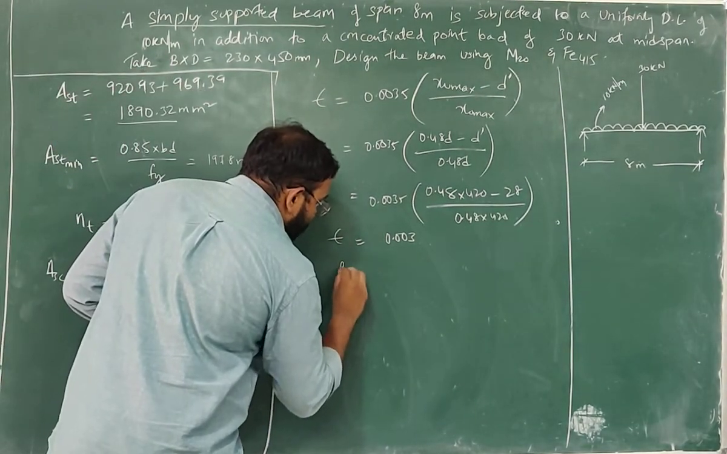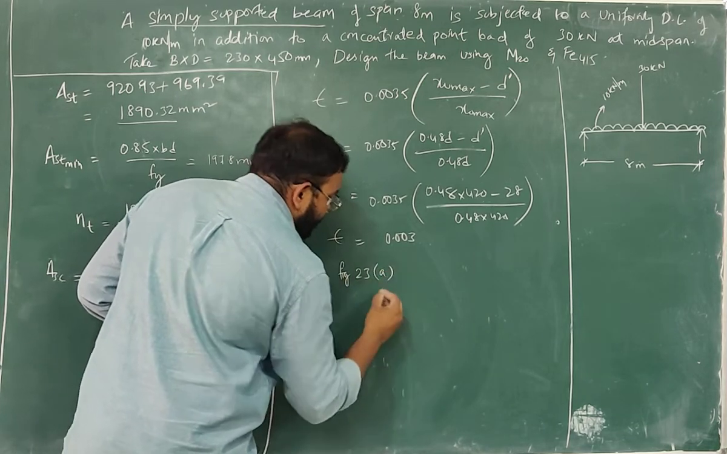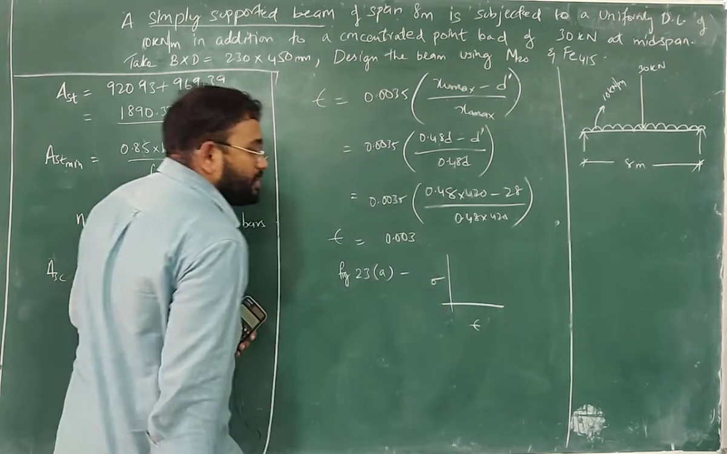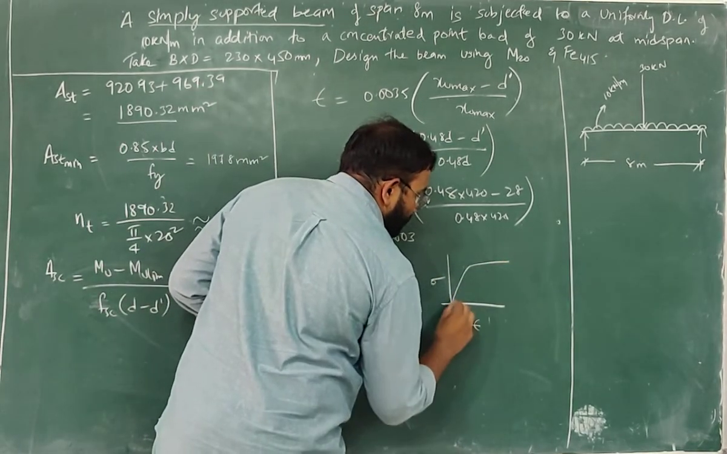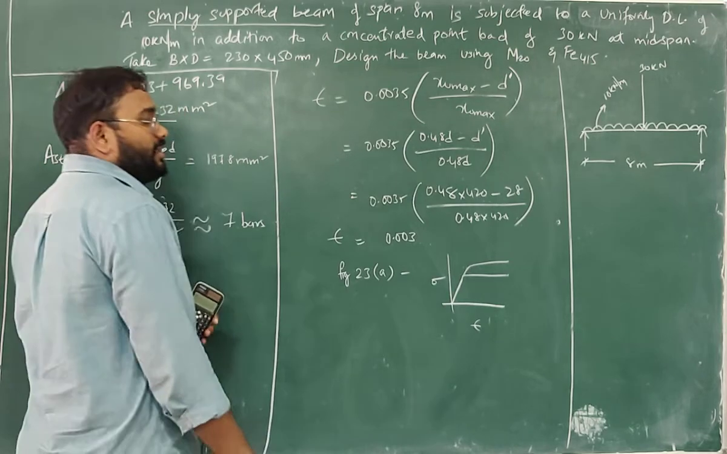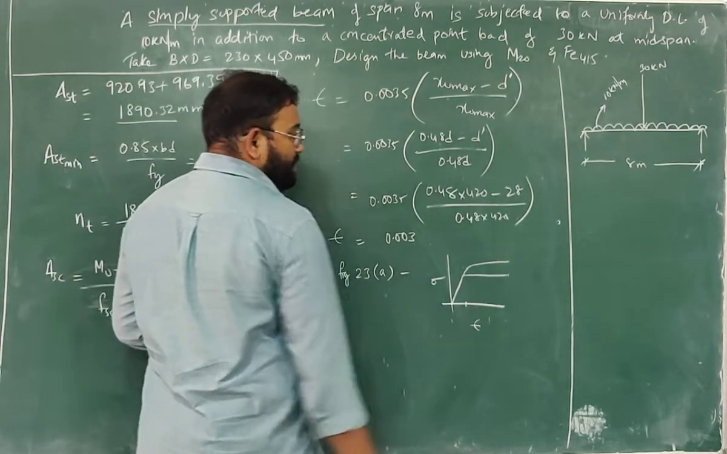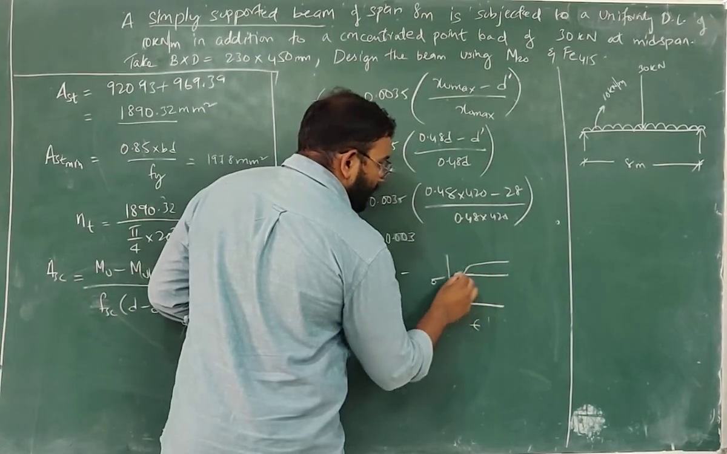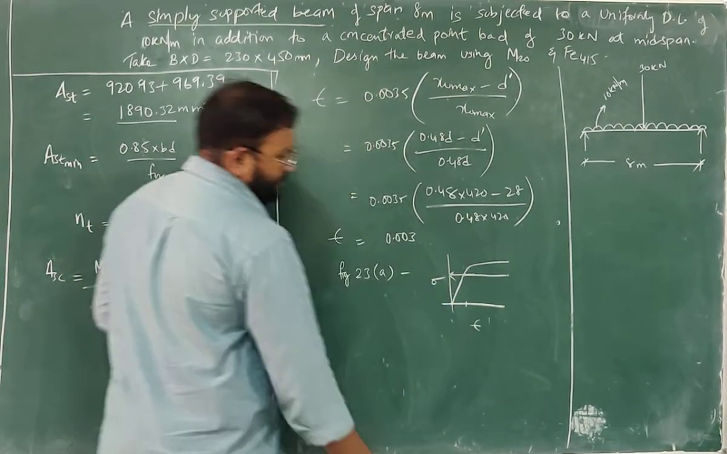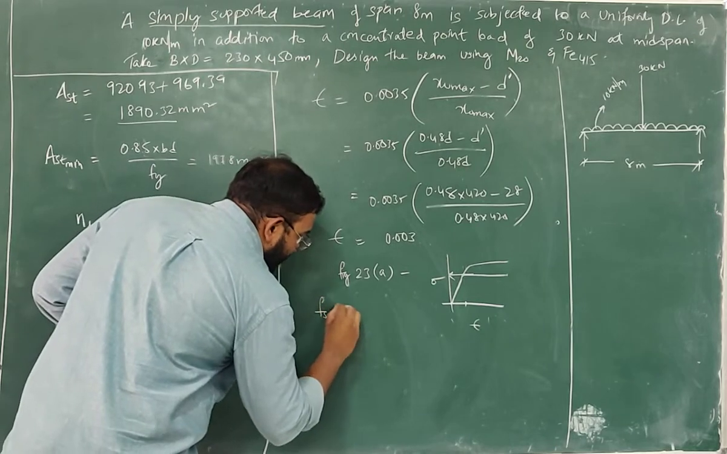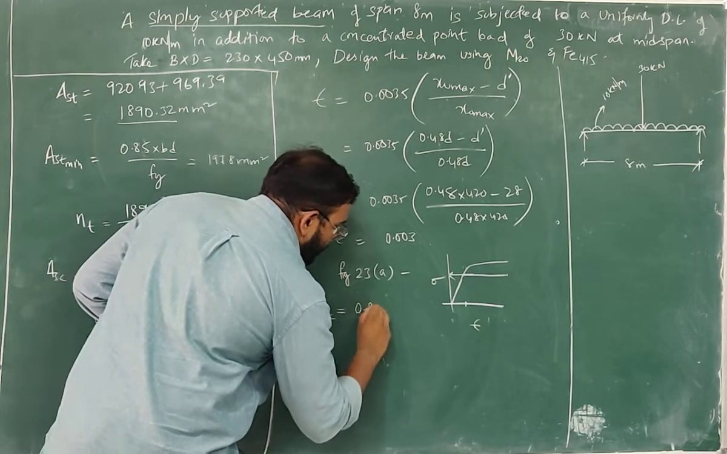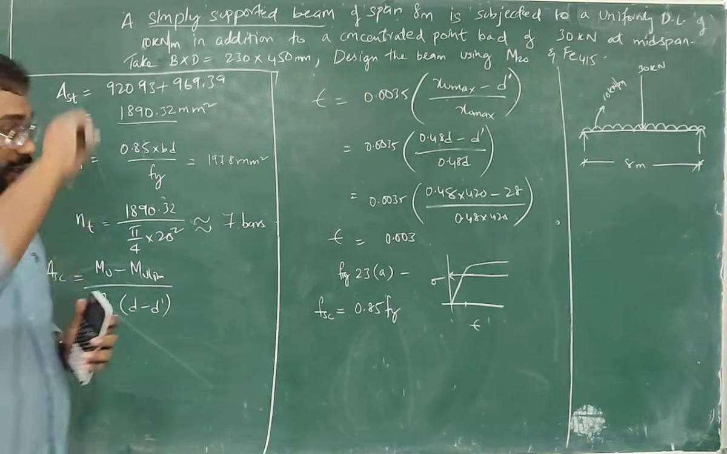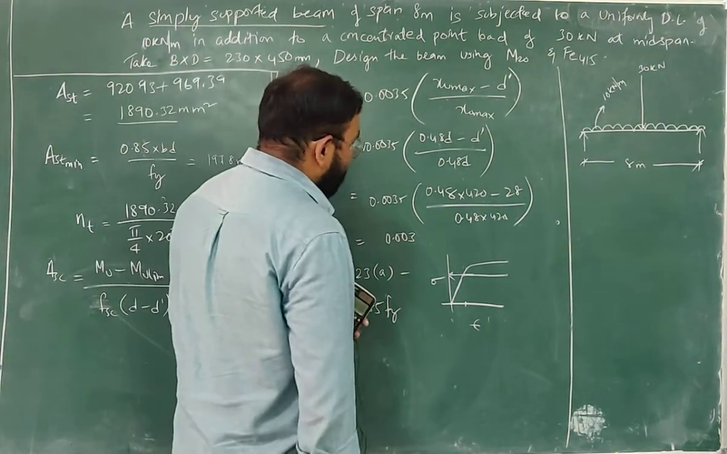Figure 23A. You have a graph with strain and stress values. Two graphs are there like this. For the value of strain equal to 0.0035, tell me what is the corresponding value of stress on the y-axis. So FSC will be that value. FSC will be generally equal to 0.85 Fy, correct? So 0.85 Fy is the value of FSC.